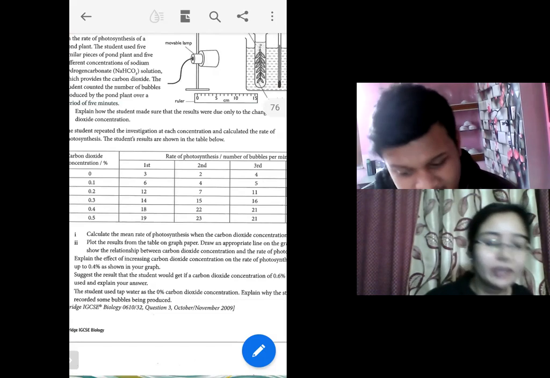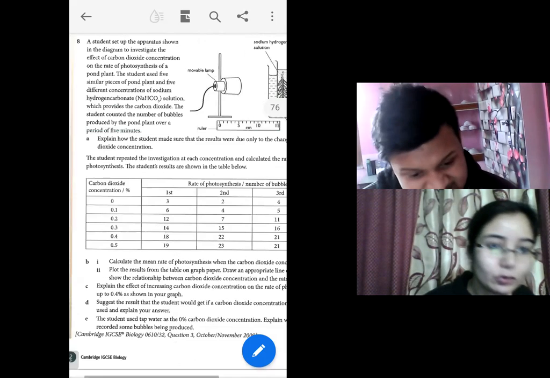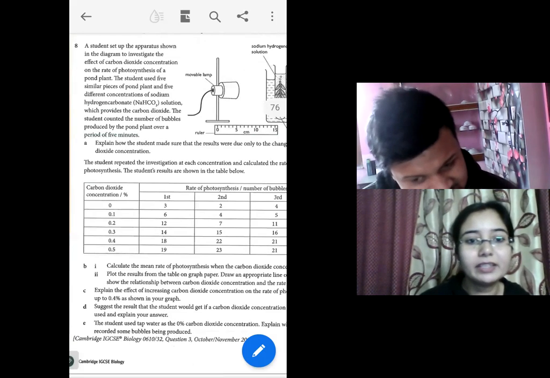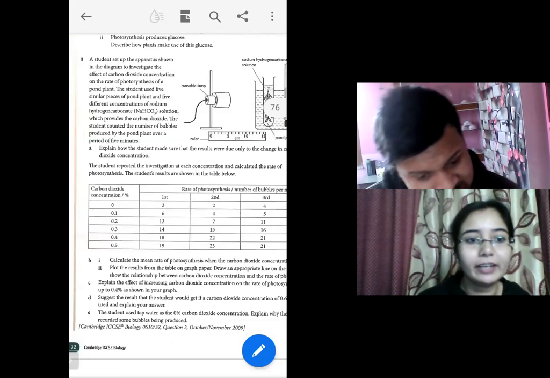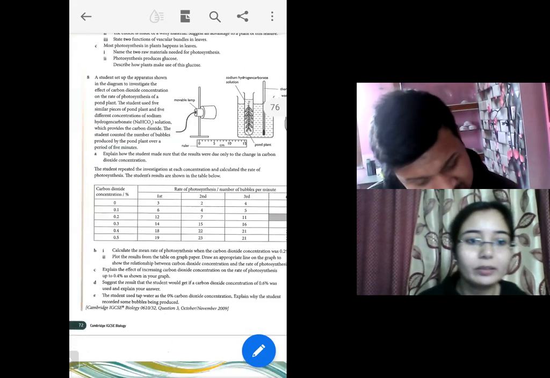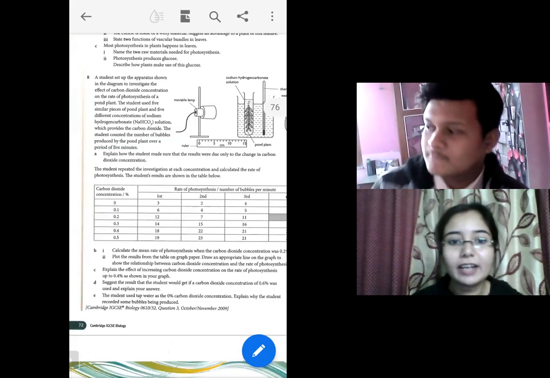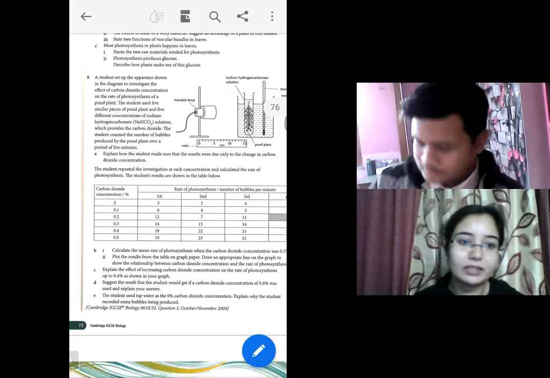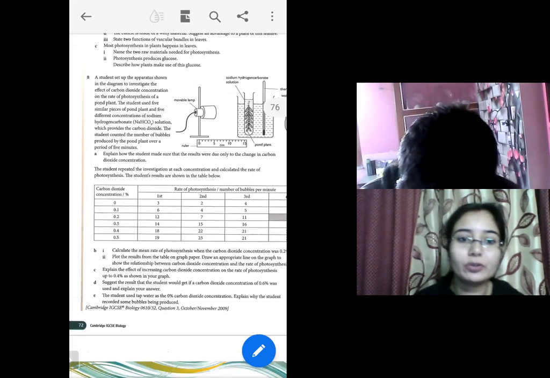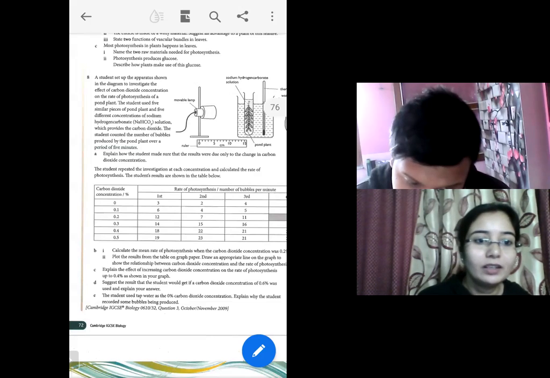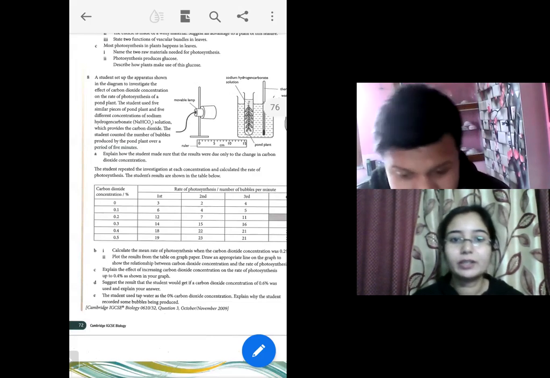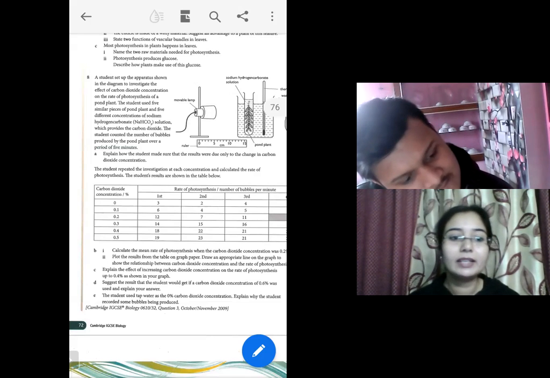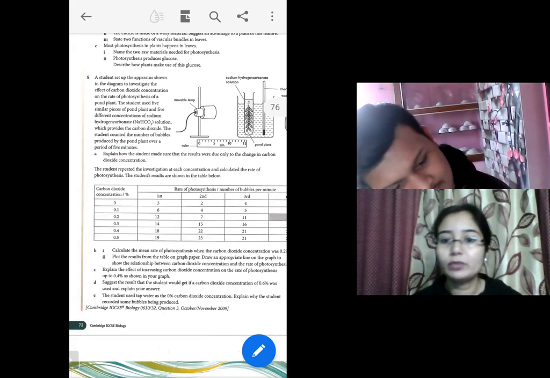Carbon dioxide, here you can see what is given. The student repeated the investigation at each concentration and calculated the rate of photosynthesis. The student's results are shown in the table below. So first, in the first column, you can see carbon dioxide concentration. What is the concentration of carbon dioxide? That is controlled by the students. How?